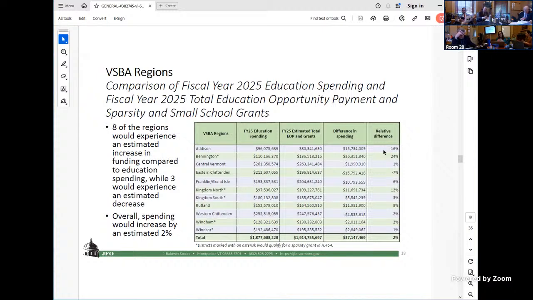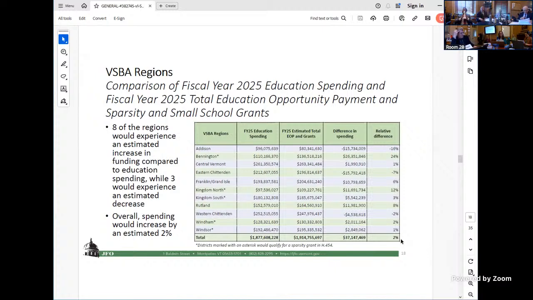I thought folks might be interested, so I included a star if a district would be eligible for the Star-City grant, and the underlying small schools grant as well, based on my modeling. So here we still see with the VSBA regions an estimated relative increase of 2% from FY25 ed spending to the H454 funding formula. And I don't know if you want to do this now or later, but how did we end up with 2% more?